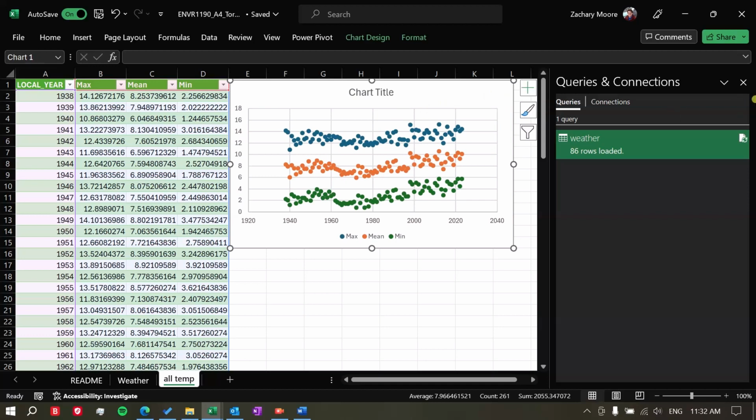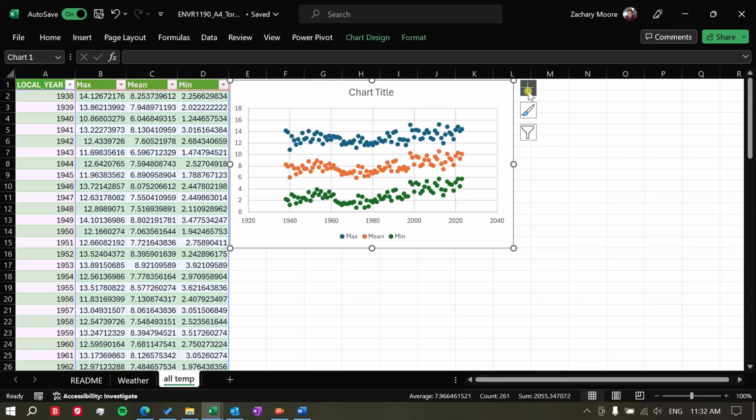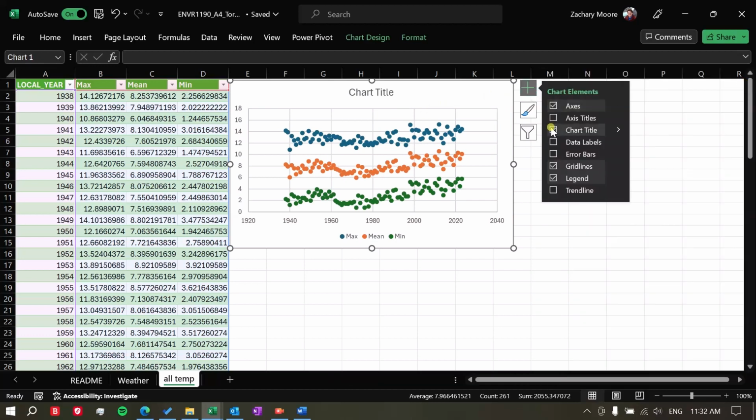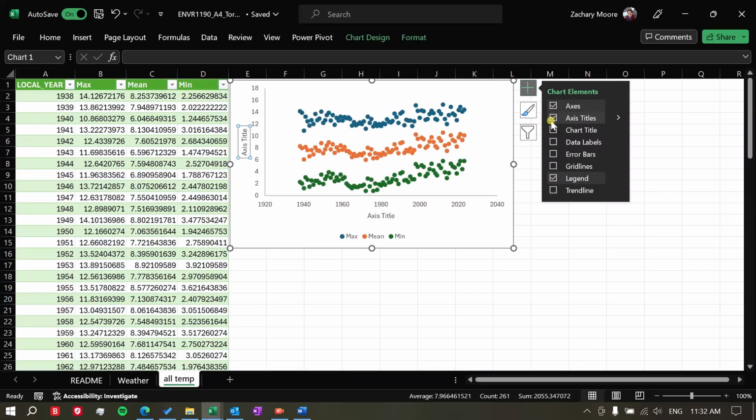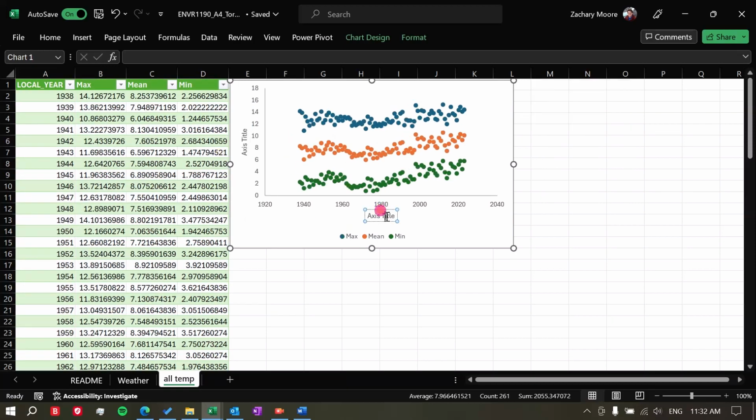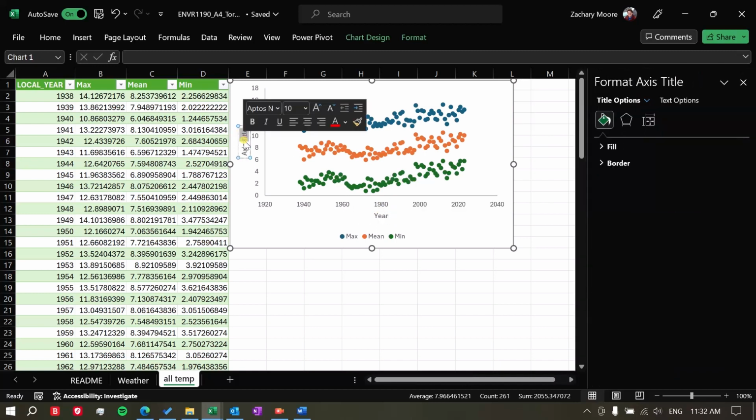There are a few things that we know that we want to do to edit this. The first thing that we can do is get rid of some of the things we don't need, like chart title and grid lines. Then we can add things that we do need, like our axis titles. Here we have our year, and on the y-axis, we have our temperature in degrees Celsius.